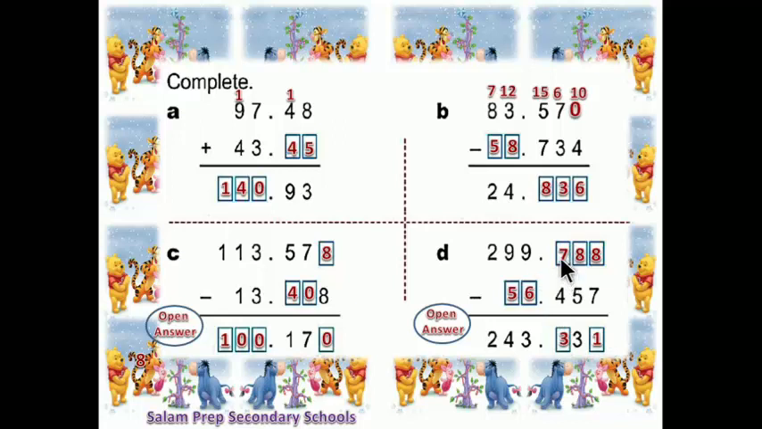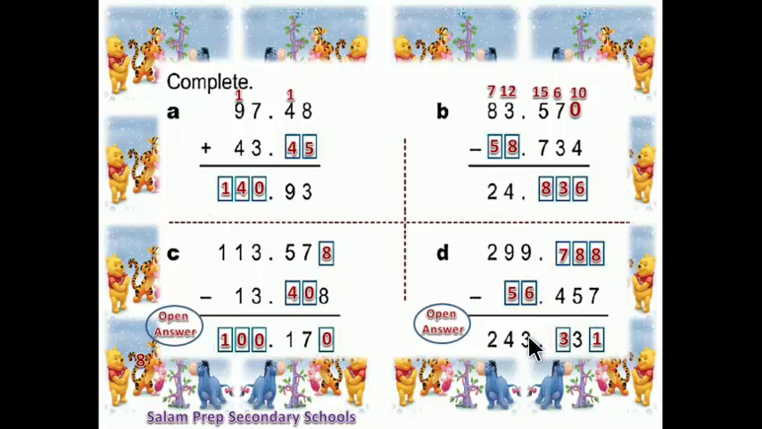This is open answer. I can use 7 minus 4 equals 3. I can use 6 minus 4 equal 2. I can use 5 minus 4 equal 1. I can use 4 minus 4 equal 0. I can use 9 minus 4 equal 5. This digit is open answer, okay?